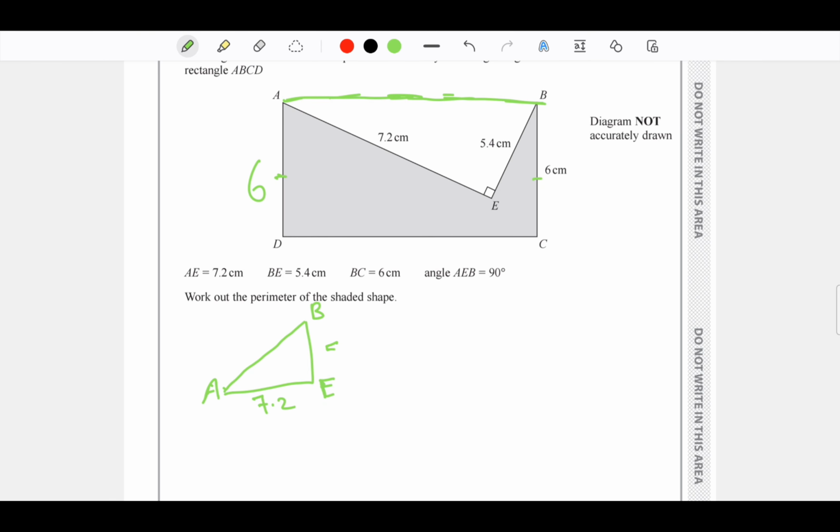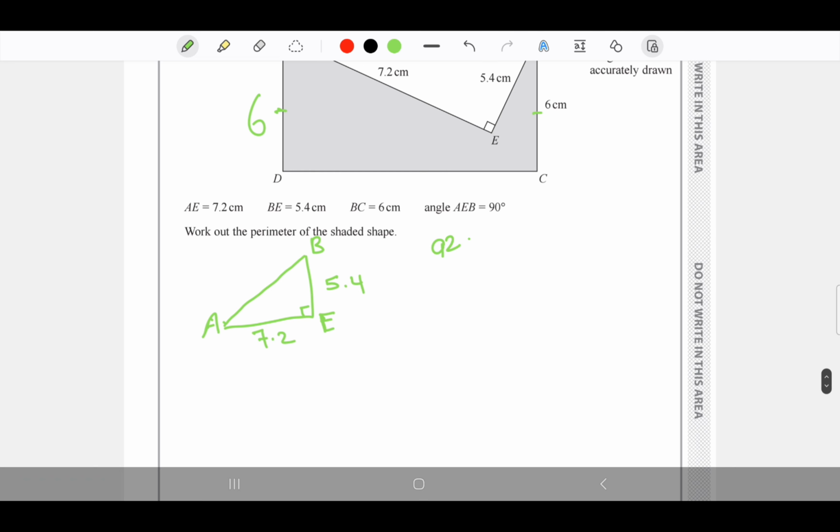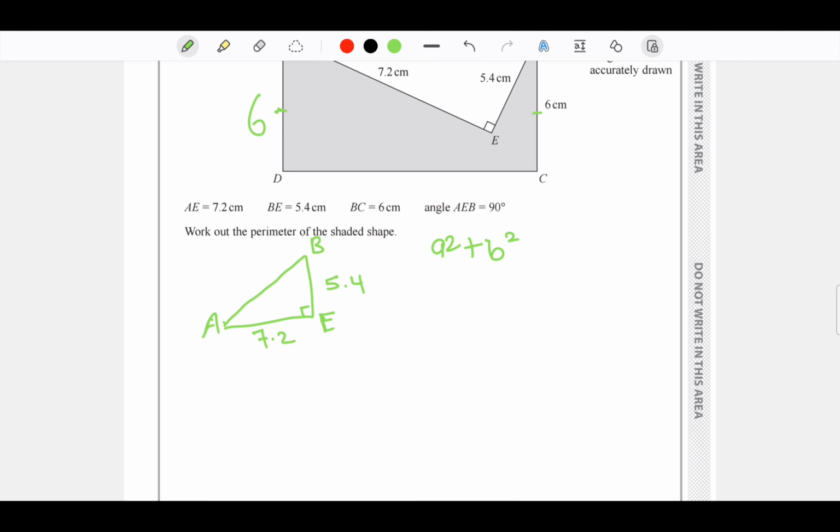7.2, 5.4, 90 degrees. So the formula for Pythagoras is a squared plus b squared equals c squared. So this is our C, A and B. This is very simple. You just put in the values. 7.2 squared plus 5.4 squared equals C. We don't know C, so this is going to be C squared.